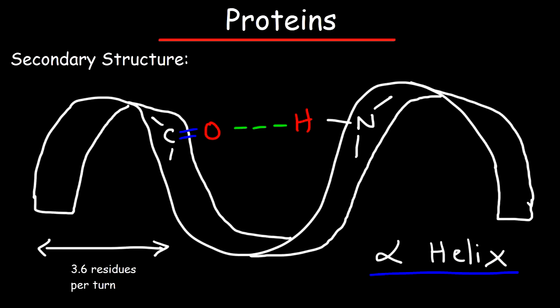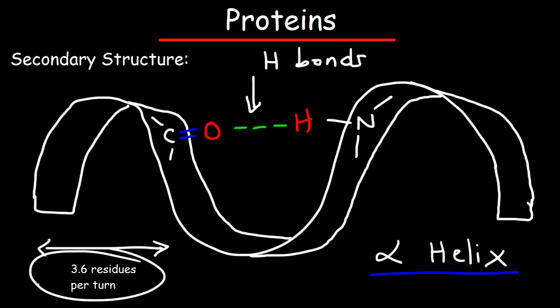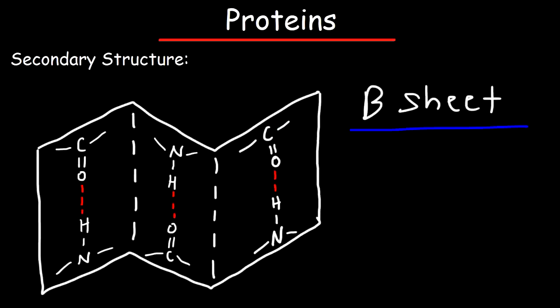The secondary structure describes the localized shape of a protein. And there are 2 of them that you need to be familiar with: the alpha helix and the beta pleated sheet. In the alpha helix, you could see that it's stabilized by hydrogen bonds. The NH group of one amino acid interacts with the carbonyl group of another amino acid. And each turn contains about 3.6 amino acid residues.